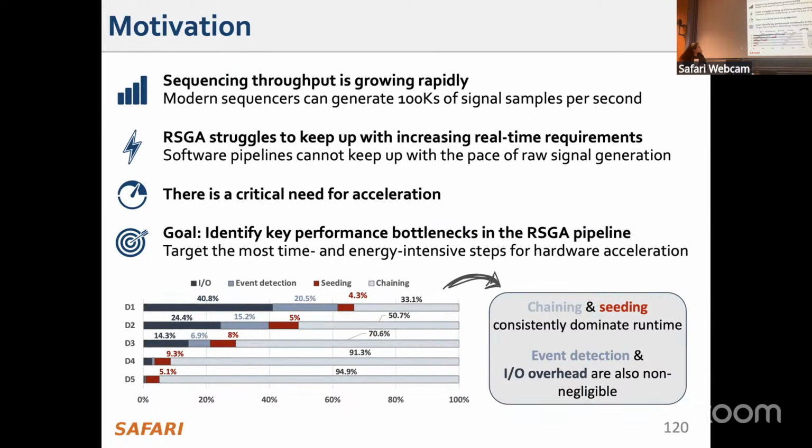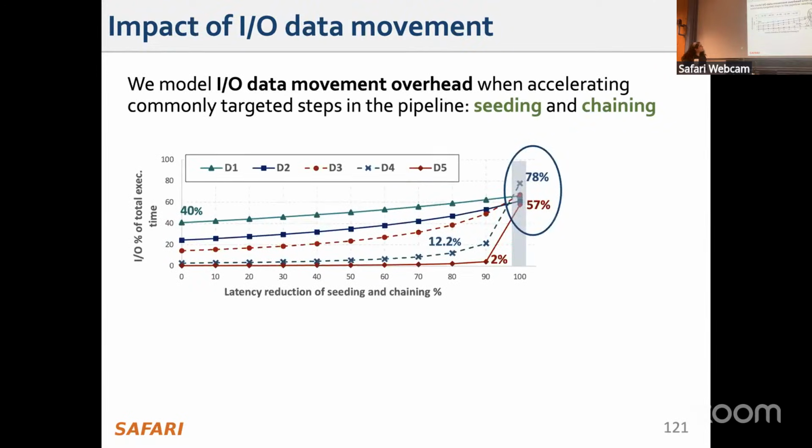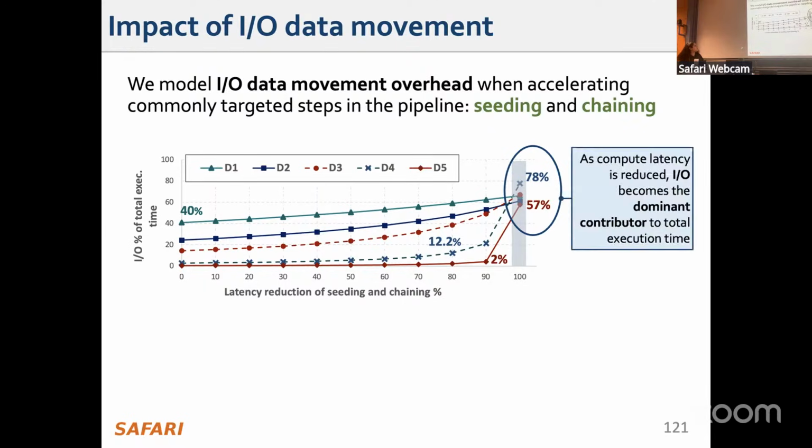But then another key message I want to tell you is that let's look at this data movement overhead when using some of the accelerators that we already have for seeding and chaining. Because as you know, seeding and chaining are common steps in genomics. So if we were to use accelerators, we would see that the IO percentage would also increase. It's a key message you have probably heard several times in this presentation today. As compute overhead gets alleviated, IO becomes the dominant contributor. So this work tries to look at both cases.